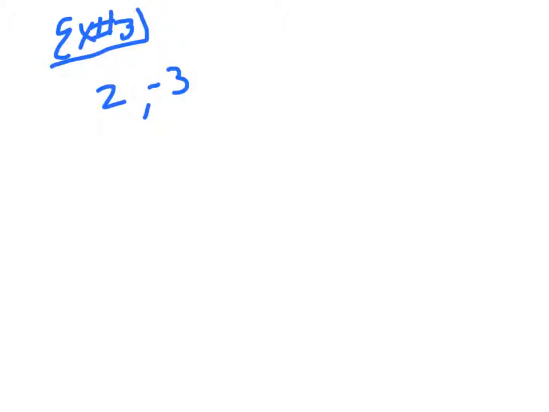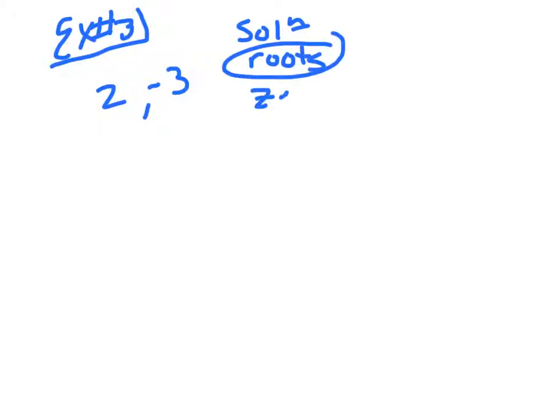I might call them solutions, S-O-L, solution. I might call them roots. I think I call them roots on the paper. And I might call them zeros. All of these things are interchangeable: solutions, zeros, and roots. If these are the roots of the function, or the solutions, you need to come up with the original quadratic function.